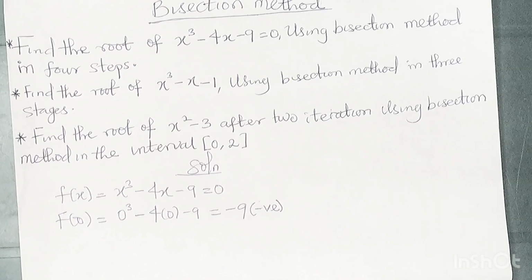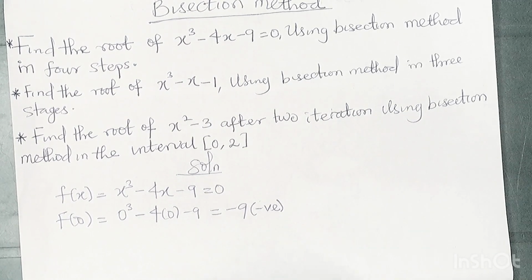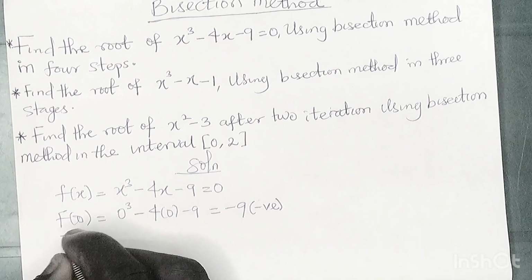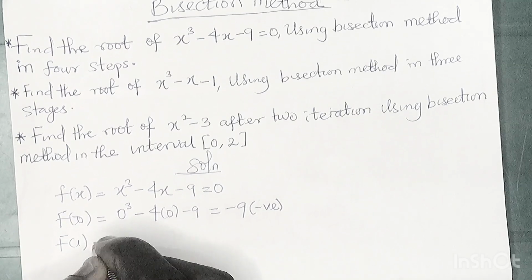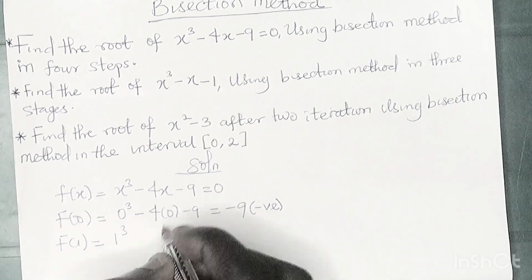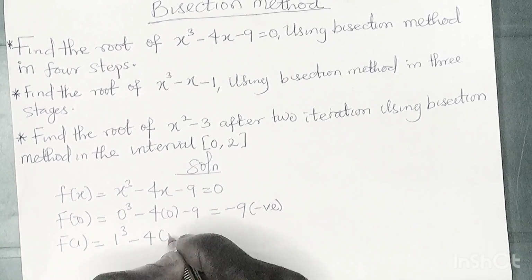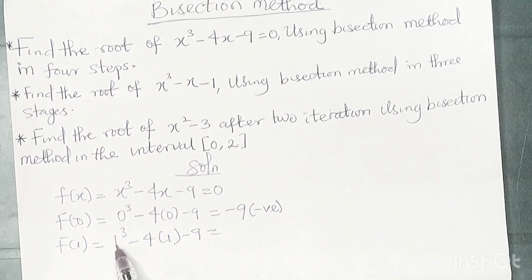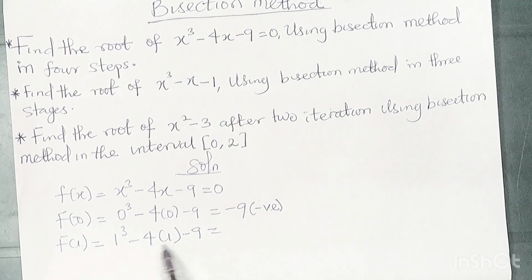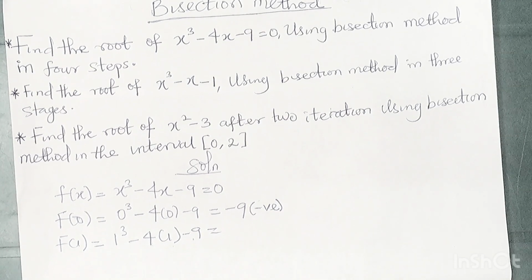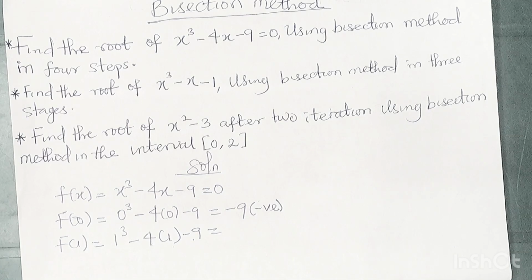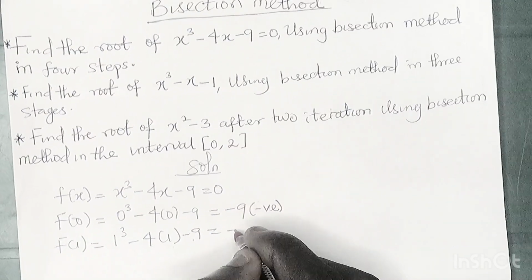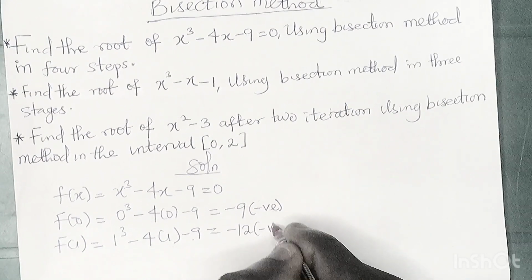All right. Now the next thing, you go again to the next number, which is 1. You want to get a negative and a positive number. So f of 1 will give us 1 raised to power 3 minus 4 into 1 minus 9. This will give us 1, this will give us minus 4. Minus 4 minus 9 will give us minus 13, and minus 13 plus 1 will give us minus 12. You can see that this is still negative.